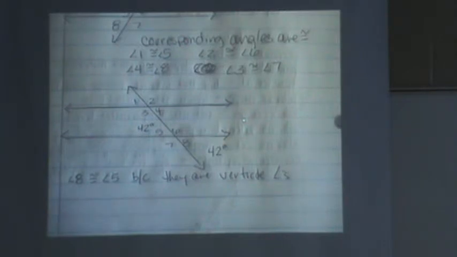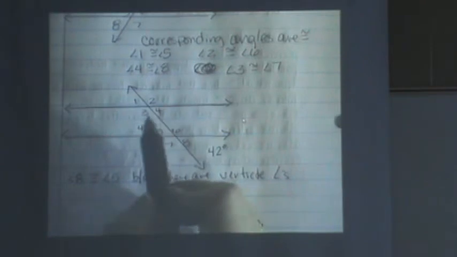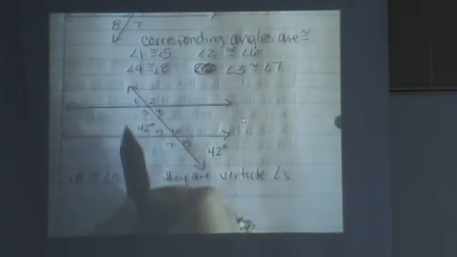Because it's the same thing as a straight line, so it's 180, and 180 minus 42. Very good. Here I've got a straight line, and I know that angle 5 is 42 degrees. 180 minus 84, or 180 minus what? 180 minus 42.